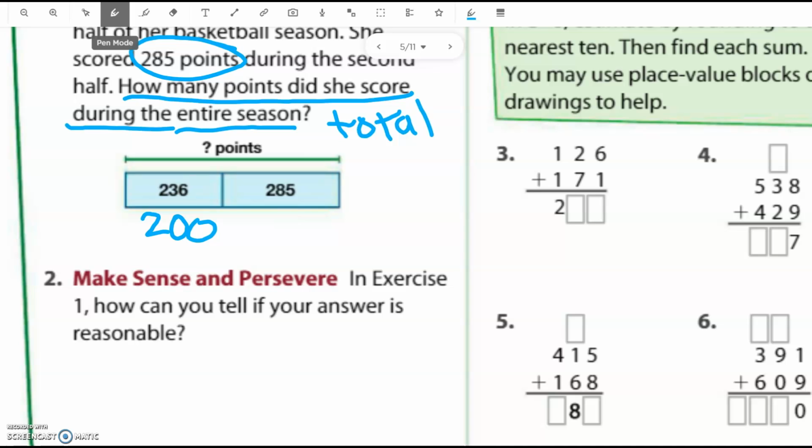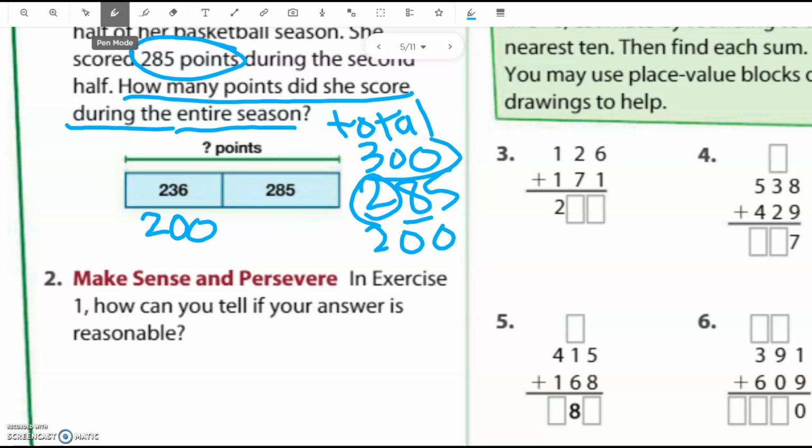We'll do the same for 285. If I rounded down 100, that would be 200. If I rounded up 100, that would be 300. Again, I'll find the place and look next door. Is that 5 and above? Give it a shove. Or 4 and below? Let it go. That's 5 and above. Give it a shove, so that's 300.